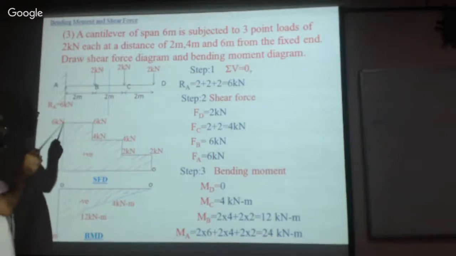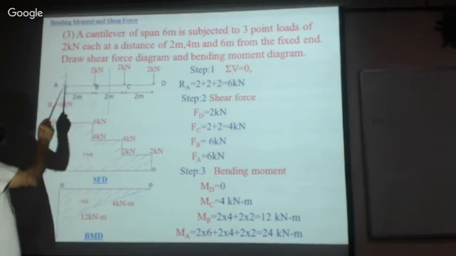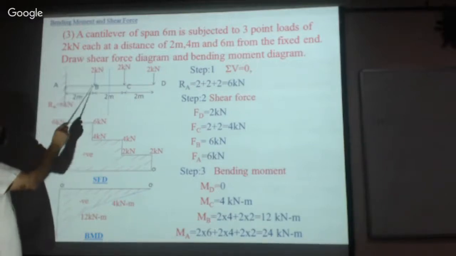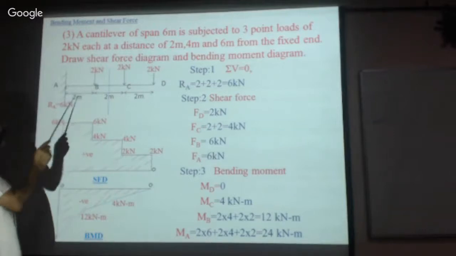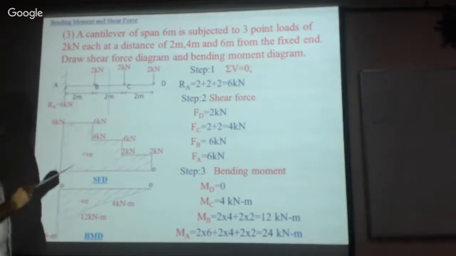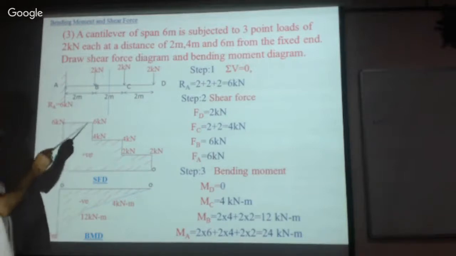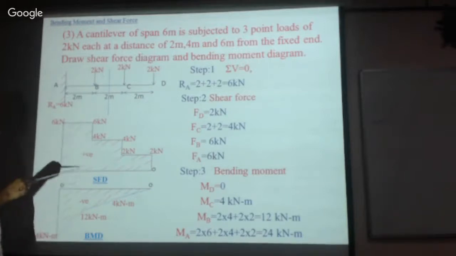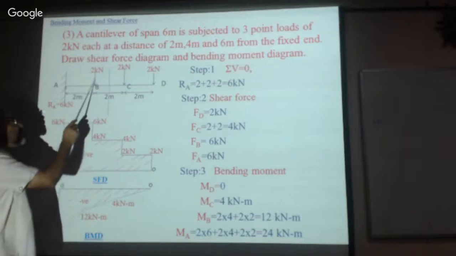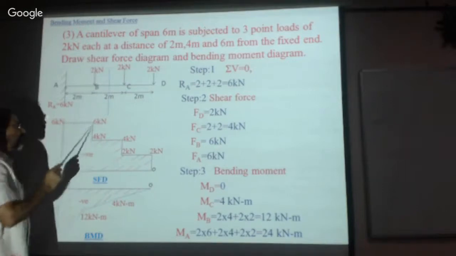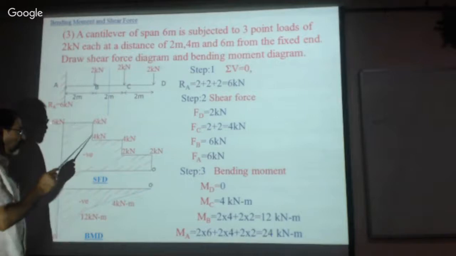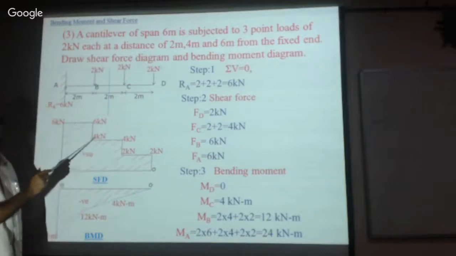Let us go up by 6 kilonewton, and if you calculate the shear force from this point to here, from here to B, anywhere you calculate it, it is 6 kilonewton. Therefore the shear force is 6 kilonewton at all the points, isn't it? At this point, a 2 kilonewton force is acting downward.